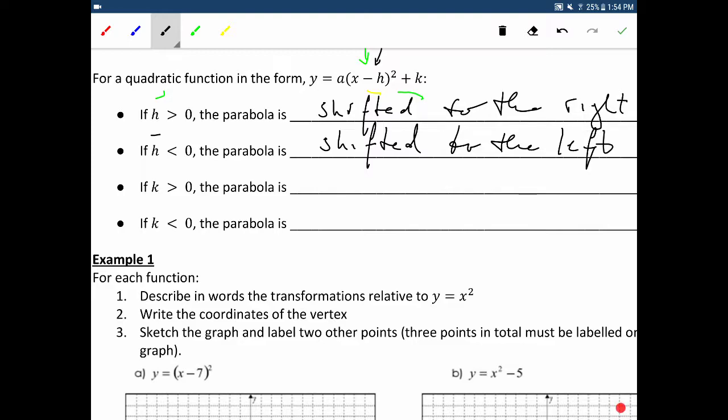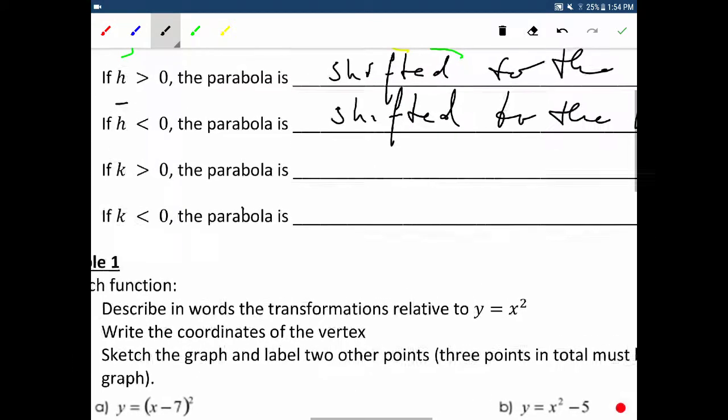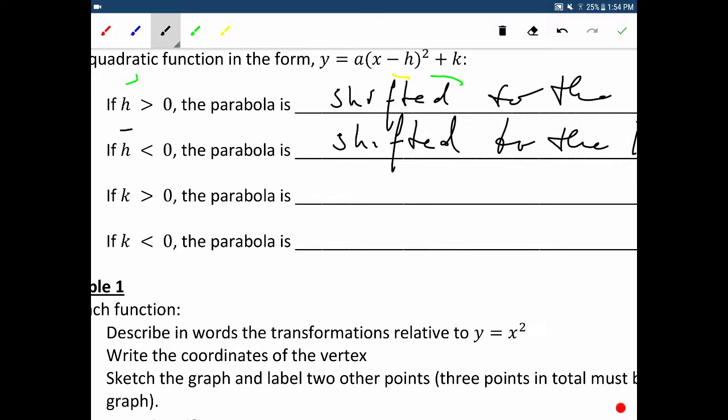Okay, a little bit more easy because it makes more sense is if k, which is the number at the very end there, is positive. It's greater than 0, so it's positive. The parabola is shifted up. And finally, if we subtract the k value, so we've got a negative k value there, it's going to be shifted down. All right.